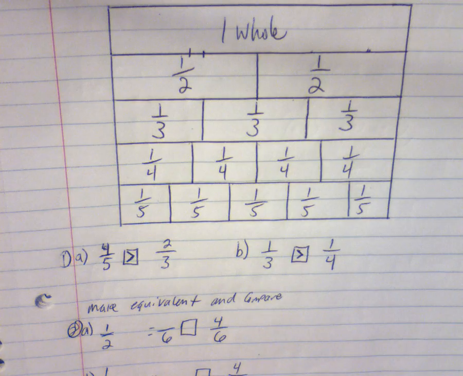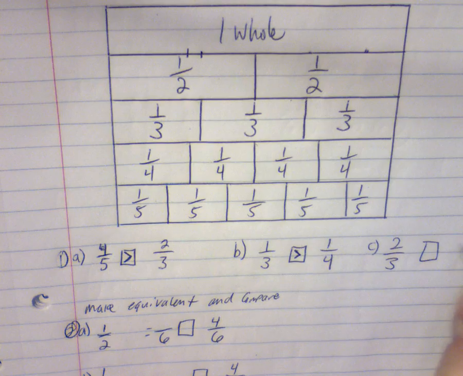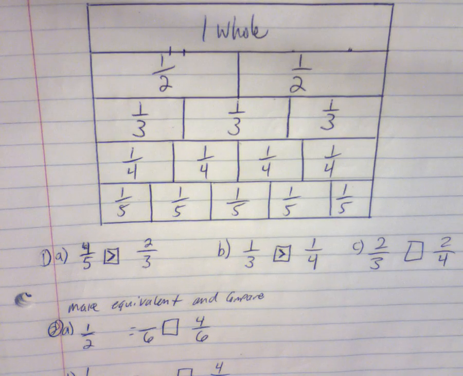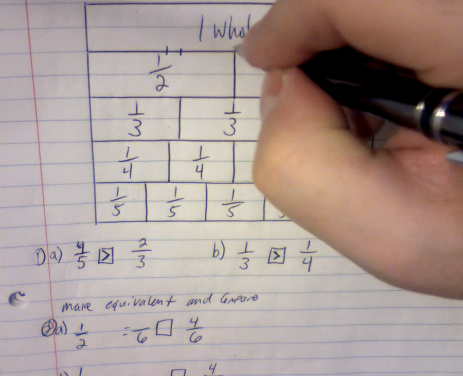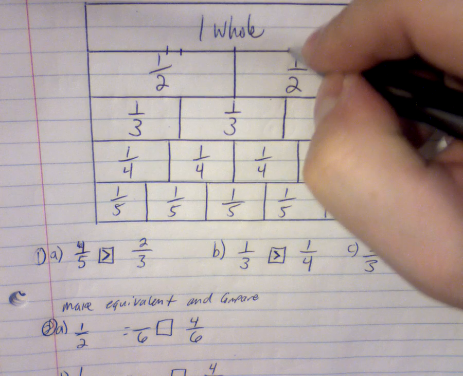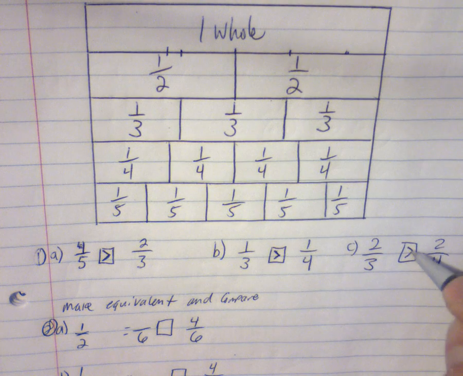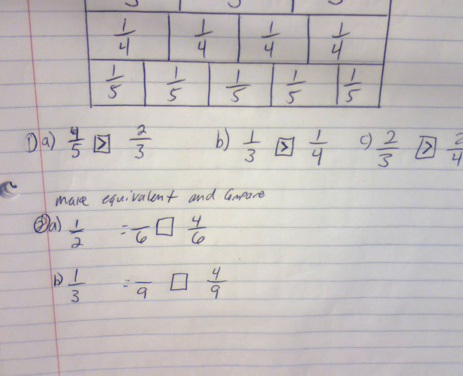Now what if we did 2/3 and 2/4, or a half? Let's take a look. 2/4 ends right here, and 2/3 is right there. So 2/3 again is going to be bigger because you're going to get bigger pieces. You're going to get more with 2/3 than you are with 2/4. That's all we're really doing, just comparing those fractions using the fraction strip.